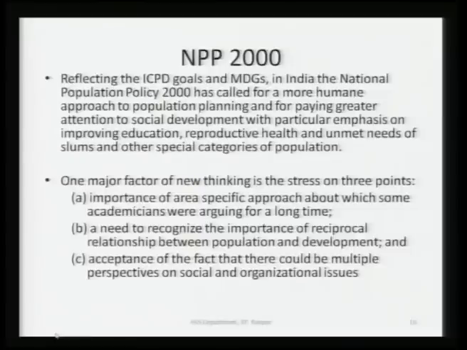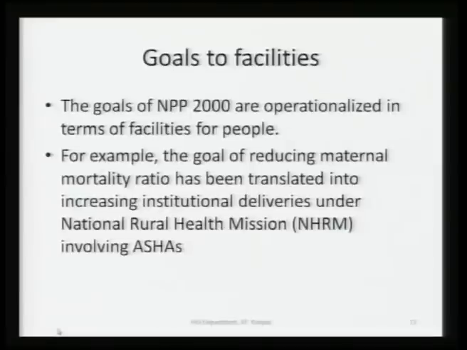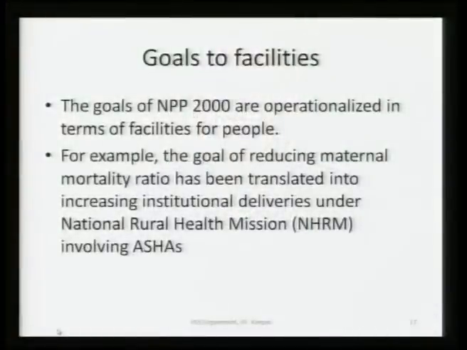Two, a need to recognize the importance of reciprocal relationship between population and development, and acceptance of the fact that there could be multiple perspectives and social and organizational issues. Goals for facilities. Under NPP, the goals of NPP 2000 are operationalized in terms of facilities for people. For example, the goal of reducing maternal mortality ratio has been translated into increasing institutional deliveries under National Rural Health Mission NRHM involving ASHAs.